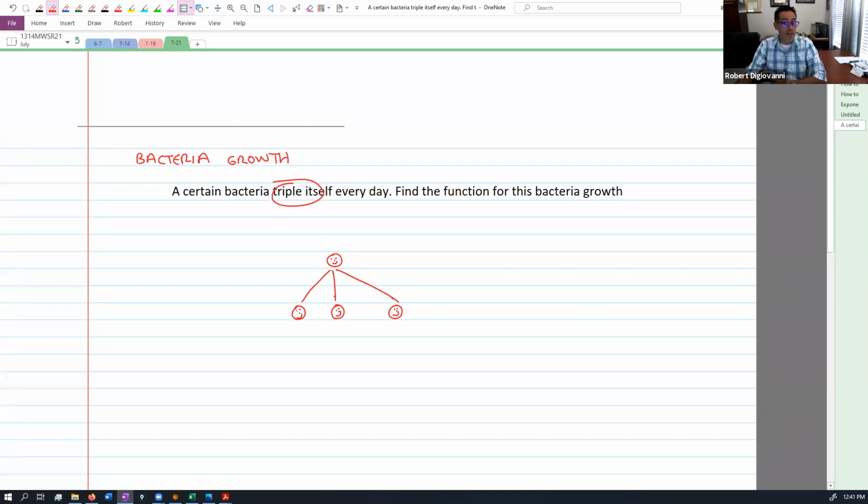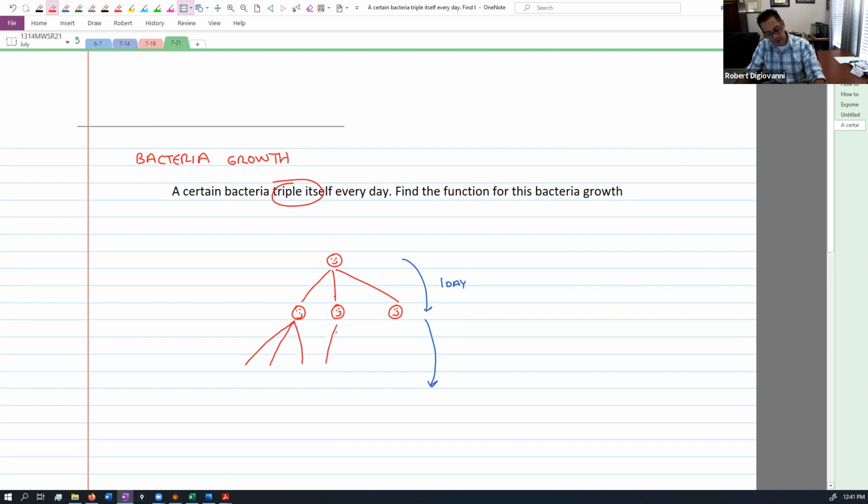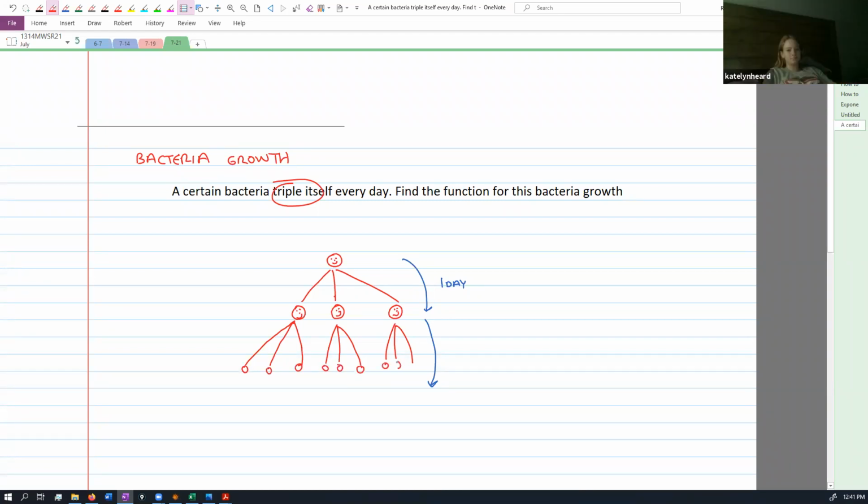How many are there on the second day? So this from here to here was 1 day. 1 day later, how many will be there? Wouldn't there be 9? So how are you getting that? This one triples, right? This one splits into 3. This one splits into 3. And this one splits into 3. So now you have 1, 2, 3, 4, 5, 6, 7, 8, 9.